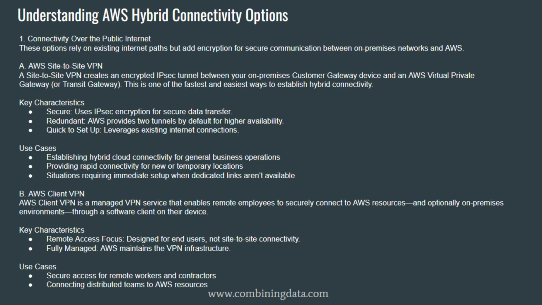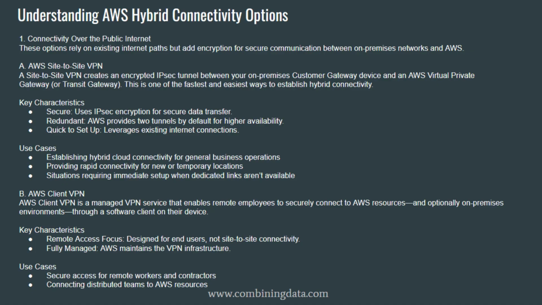Connectivity over the public internet. Public internet-based connectivity uses your existing internet connection, but adds strong encryption and secure tunnels to protect data as it travels between your on-premises environment and AWS. These options are cost-effective, quick to deploy, and commonly used in early or flexible hybrid setups.